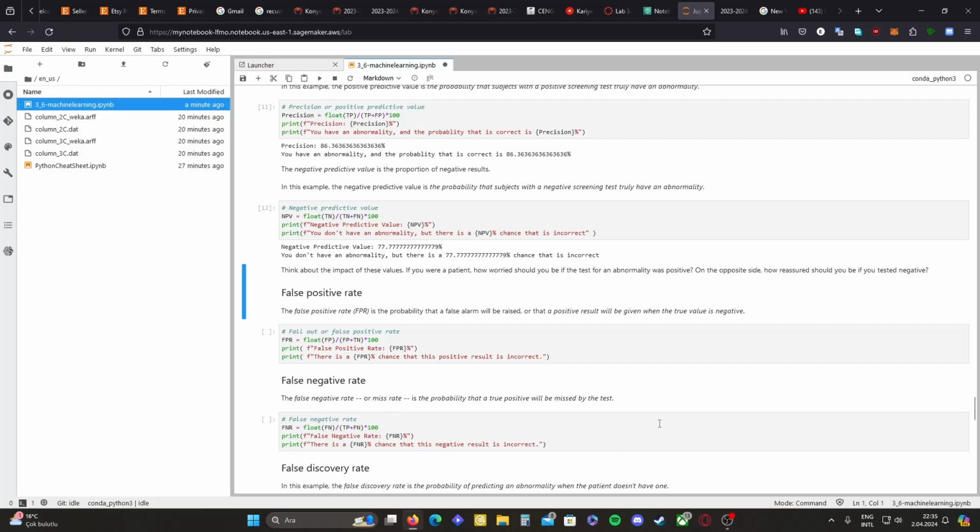Think about the impact of these values. If you were a patient, how worried should you be if the test for an abnormality was positive? On the opposite side, how reassured should you be if you test negative?